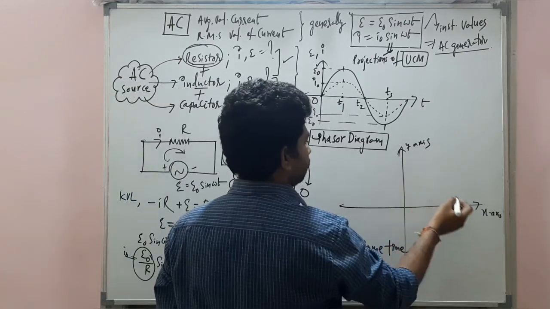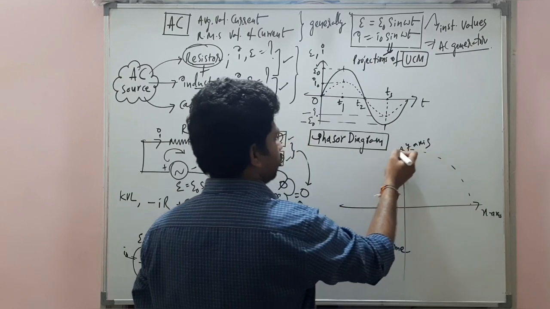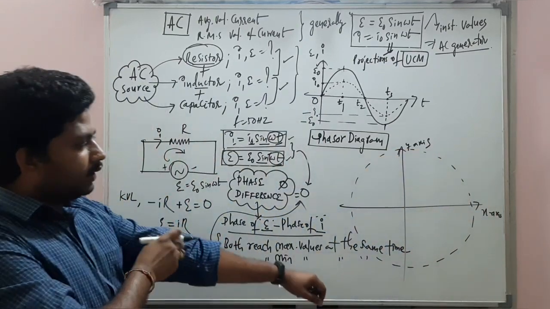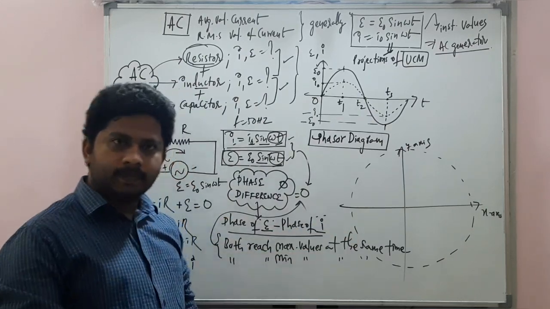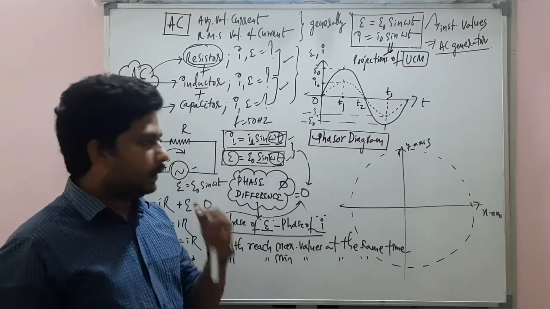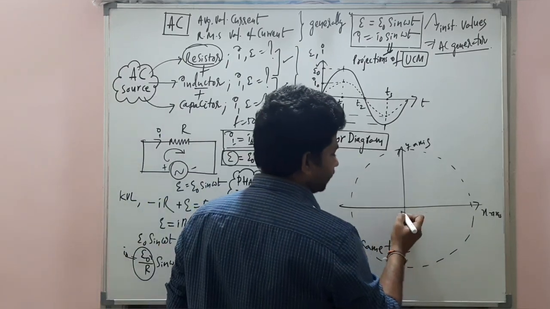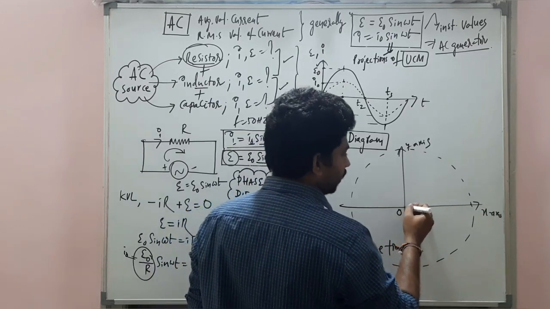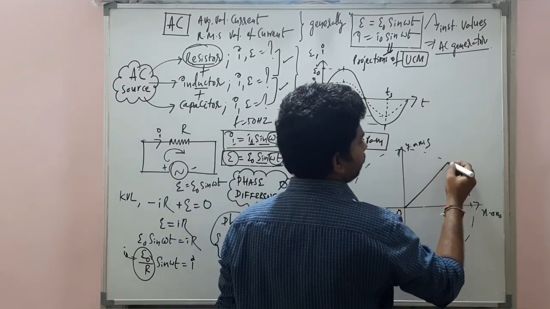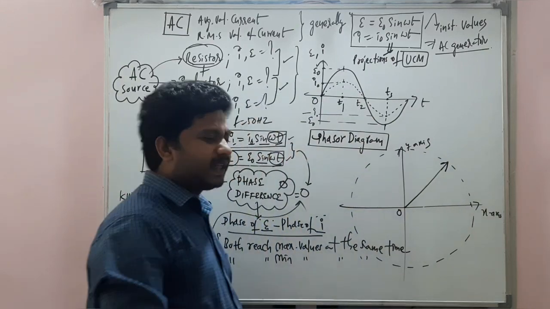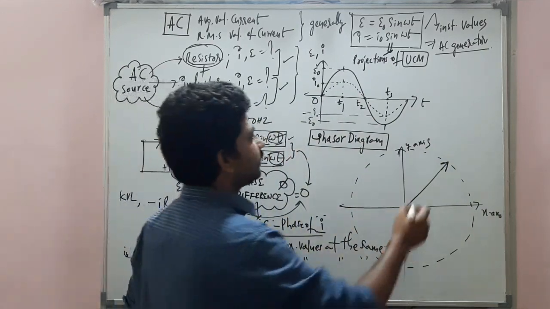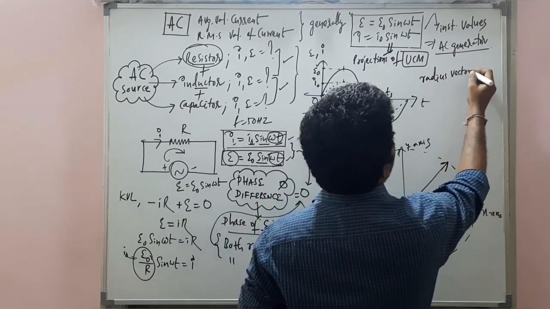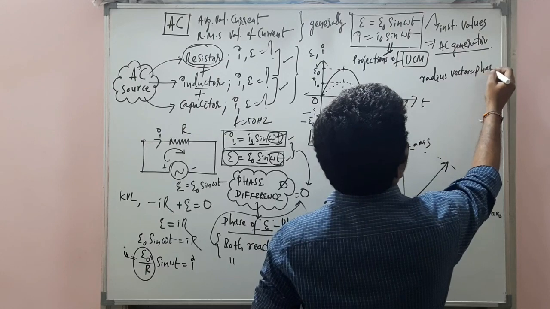Imagine this is the uniform circular motion example. In this uniform circular motion, there is a radius vector. Okay. Imagine this is the radius vector, right? This is the origin and this is the radius vector. That radius vector is called phasor. Understand? So what is that? A radius vector is called phasor.